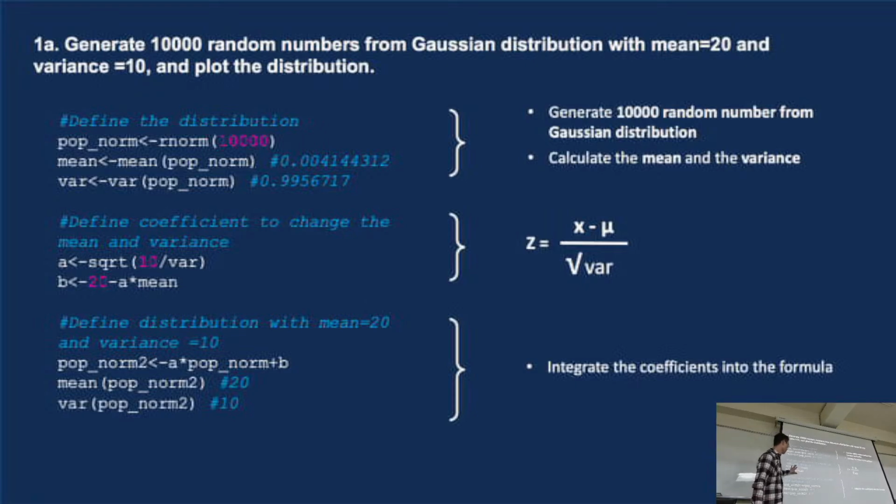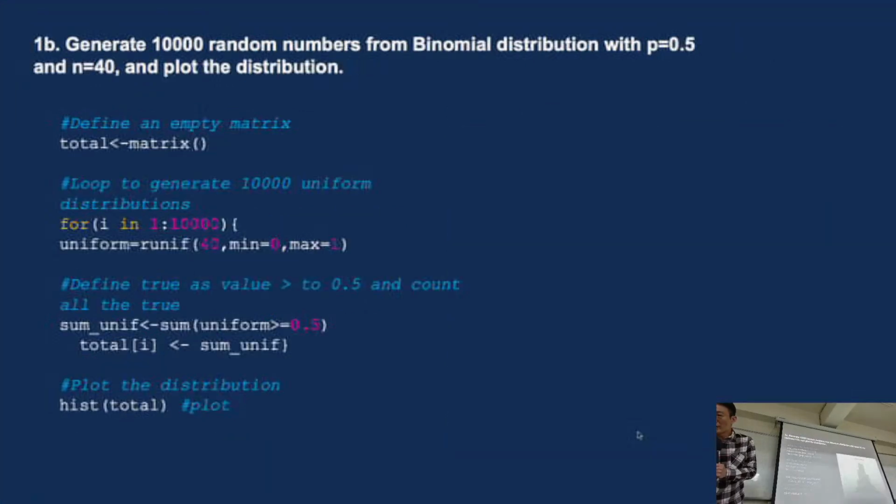What I really want is to ask you to figure out how to scale the variance and shift the mean for a Gaussian distribution. Okay, that's part of the trick of 1A. Right, and then for 1B, it's just do the counting. Okay, just do the counting.